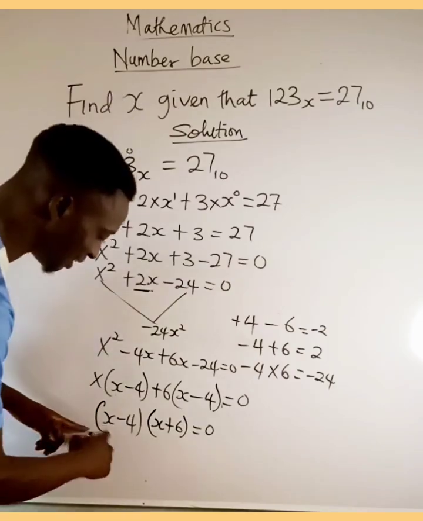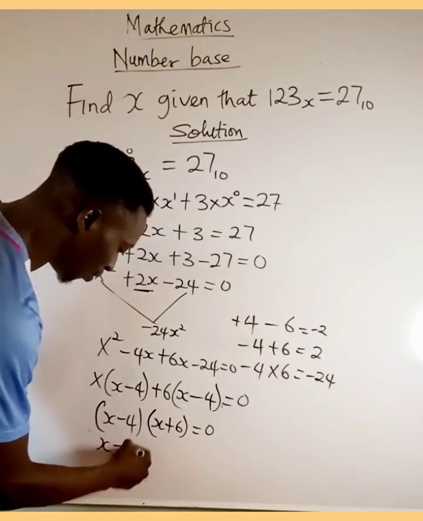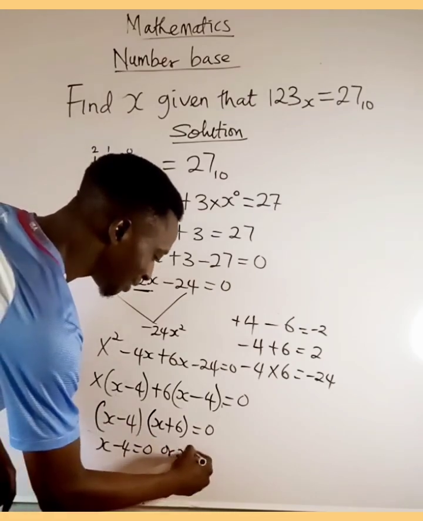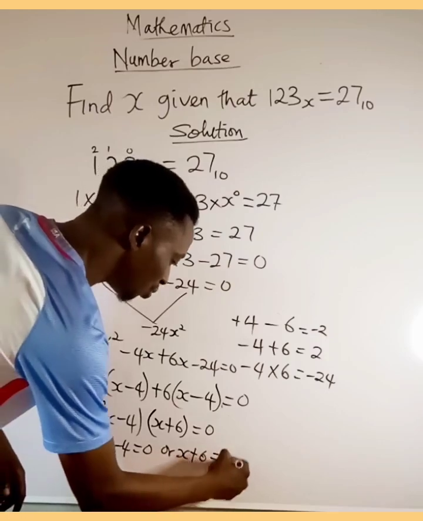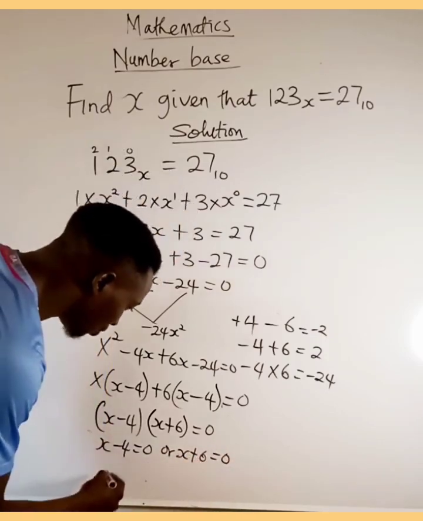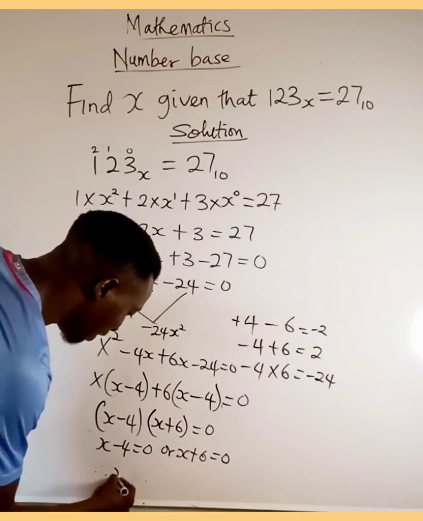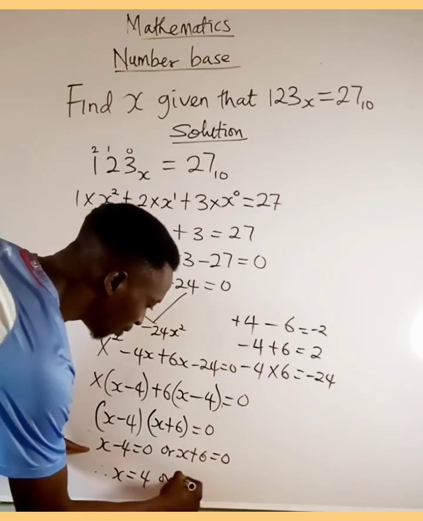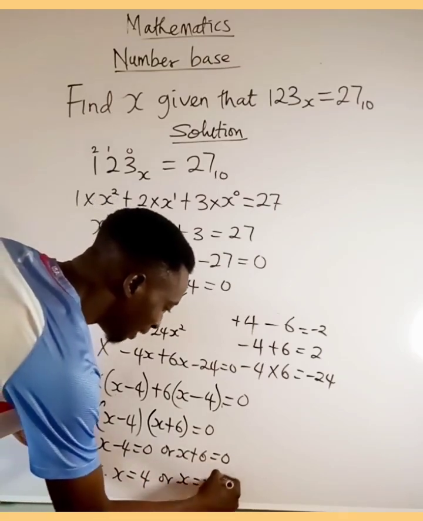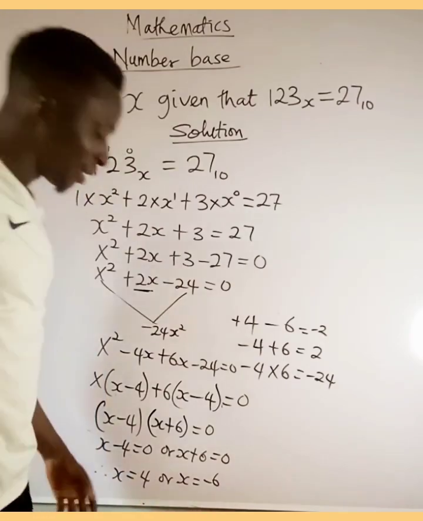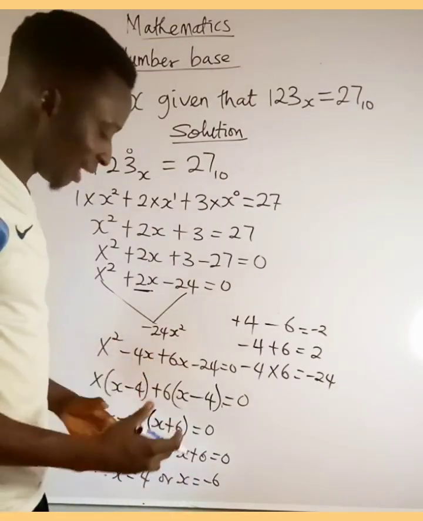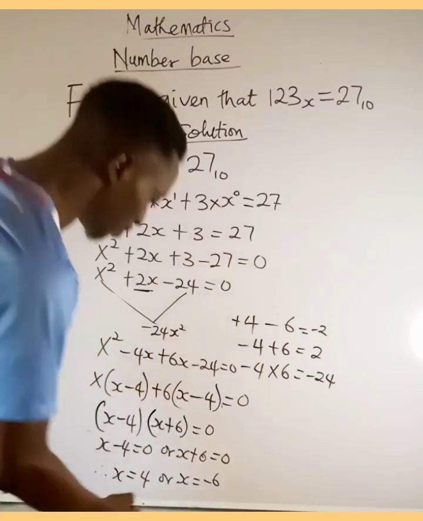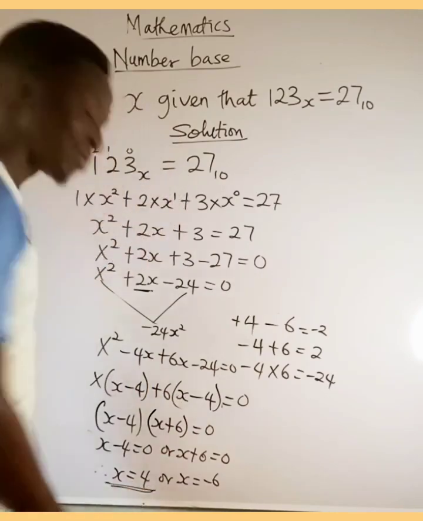Therefore, x minus 4 equals 0, or x plus 6 equals 0. Then x equals 4, or x equals minus 6. But our number base is always positive. So our answer is therefore x equal to 4. Thank you.